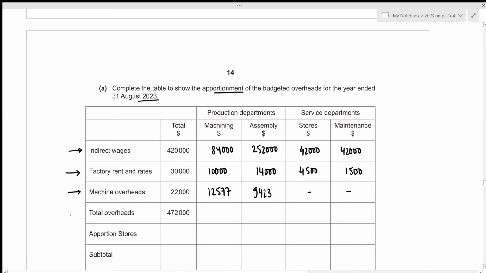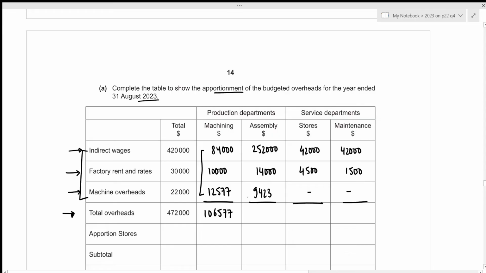Now we need to figure out the total overheads, which is just going to be the sum of indirect wages, factory rent and rates, and machine overheads. We need to figure it out for all four departments. So for machining department, that will be 84,000 plus 10,000 plus 12,577, which results in 106,577.